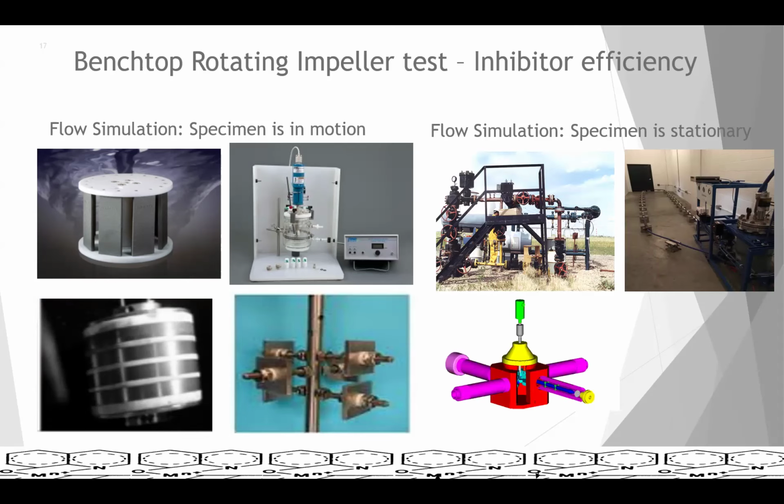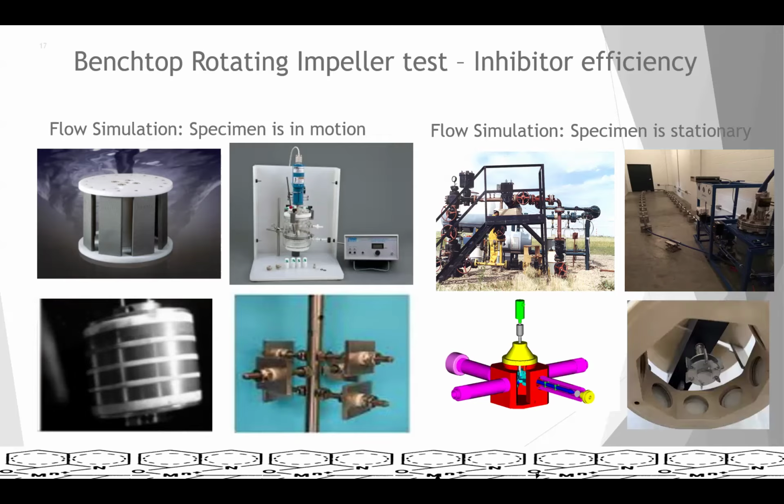There are 2 other methodologies in which the coupons are stationary. For example, if you take jet impingement, there are 3 versions of jet impingement as per ASTM G208. The one from Canvet has got 4 arms in which the coupons are stationary. The jet impinges onto the coupon, but the coupon is stationary. And one particular company is very keen on having the coupon stationary, and they use the impeller.